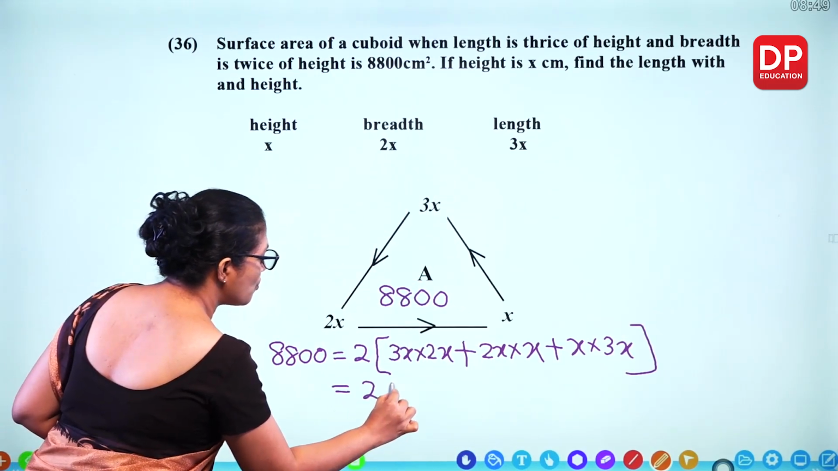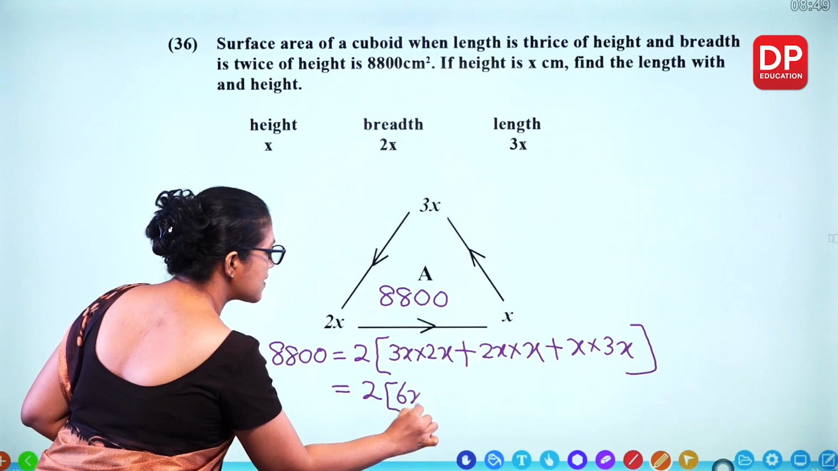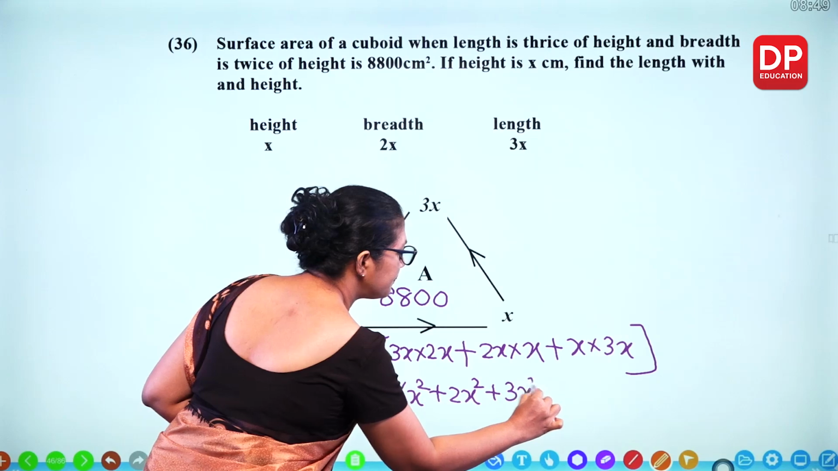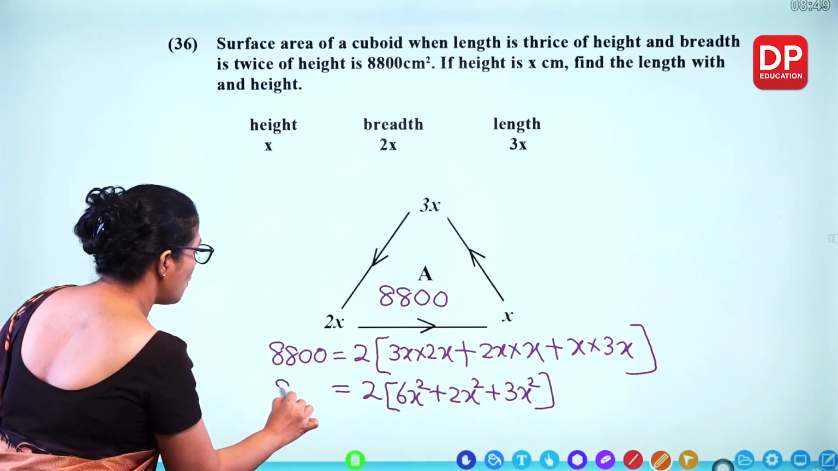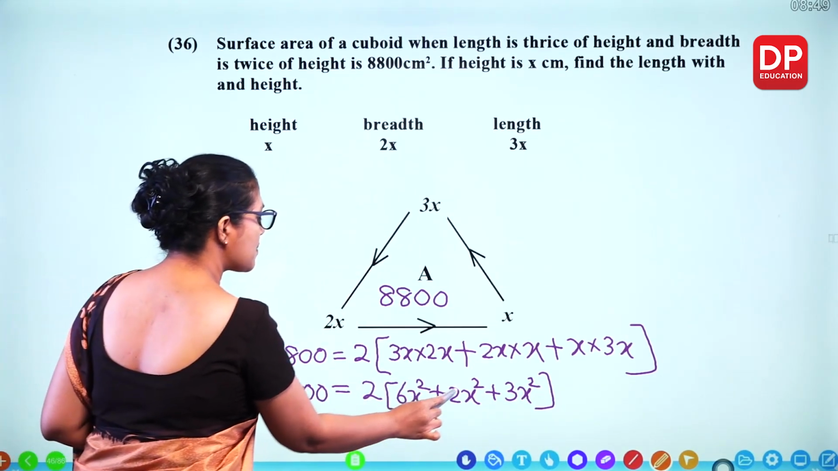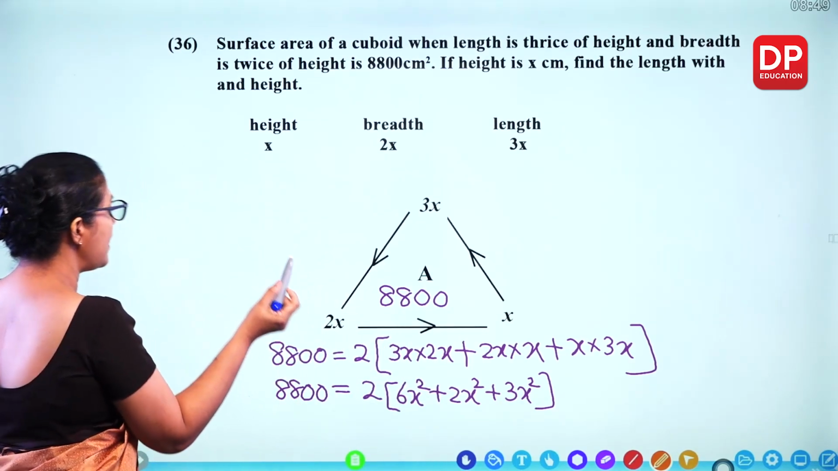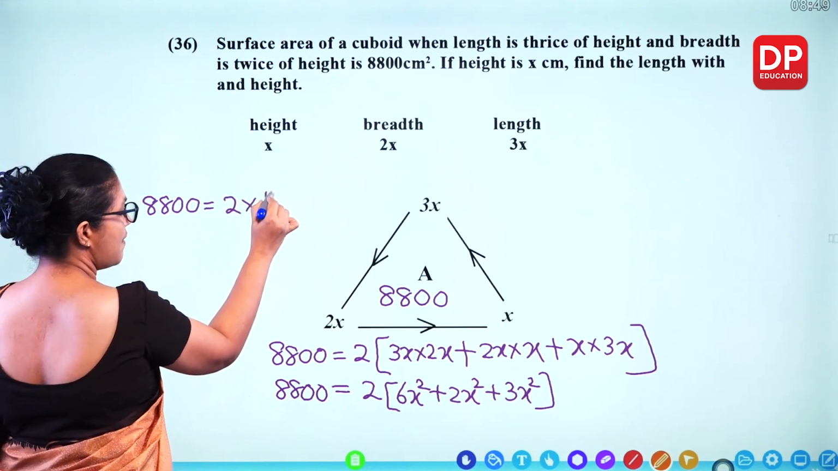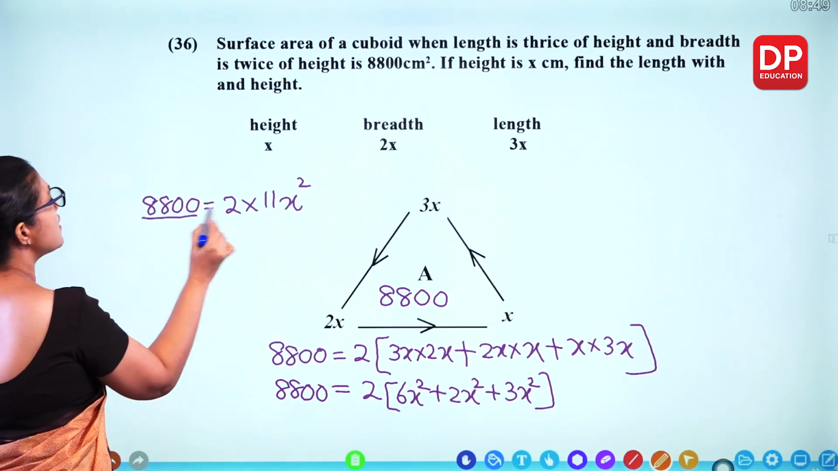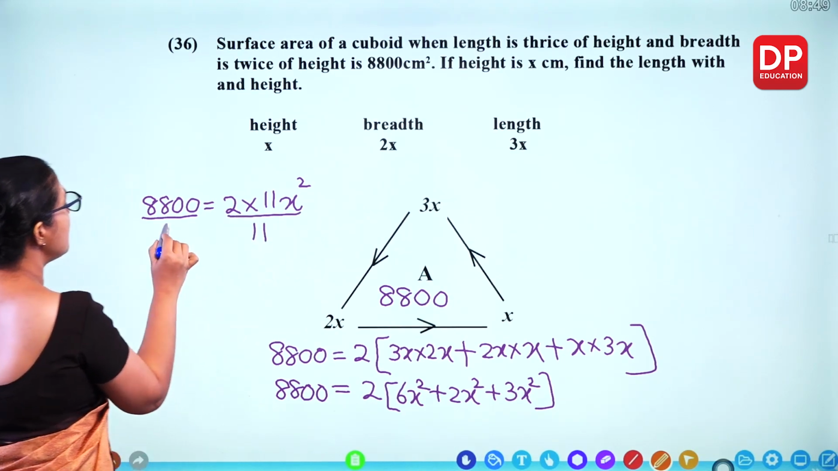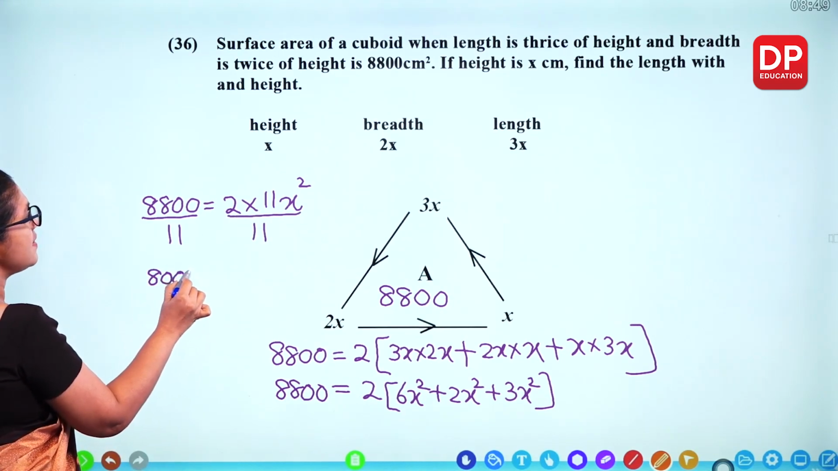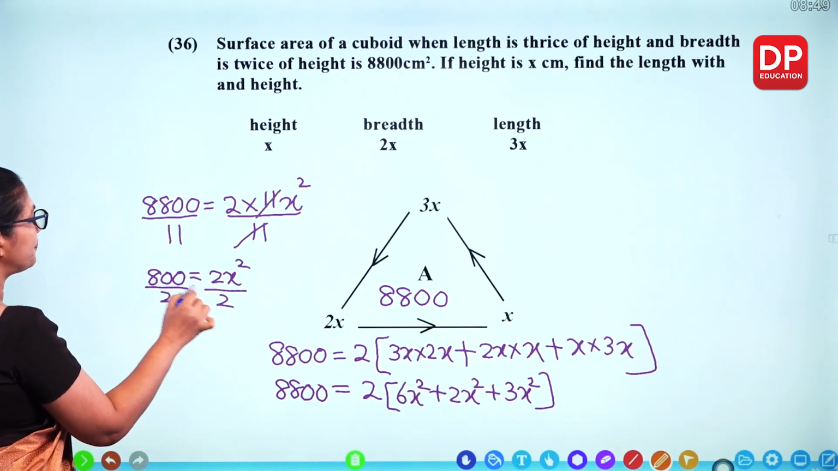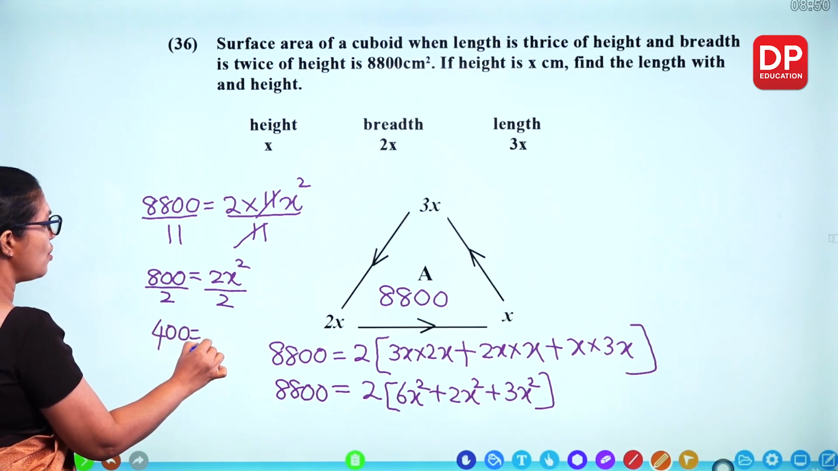Now simplify. 3 times 2, 6, 6x squared. Here 2x squared and 3x squared. So when you add it together, what do you get? 6 plus 2, 8. 8 plus 3, 11x squared. So 8,800 is 2 times 11x squared. Divide both sides by 11 first. You get 800 is equal to 2x squared. Divide both sides by 2. You get 400 is equal to x squared.